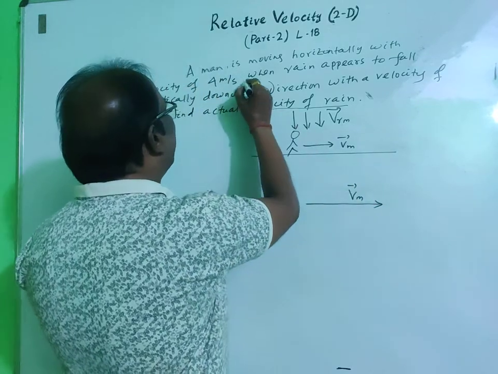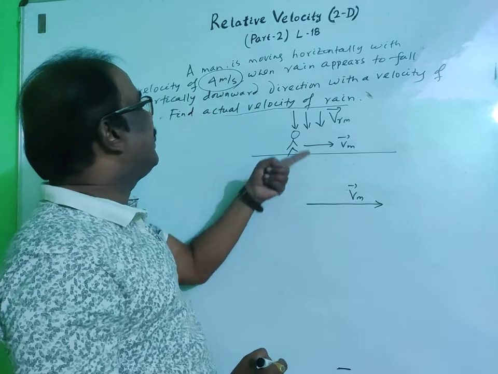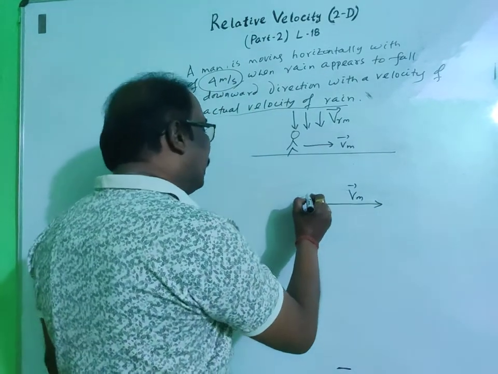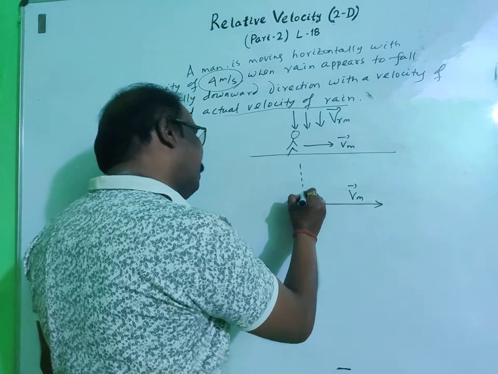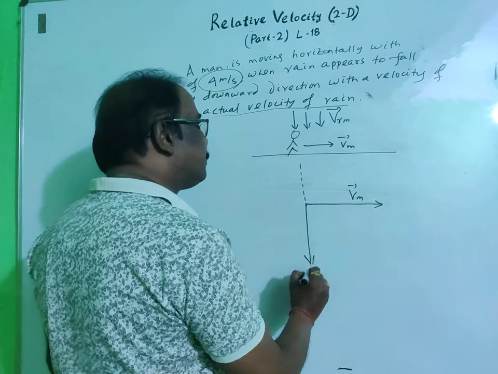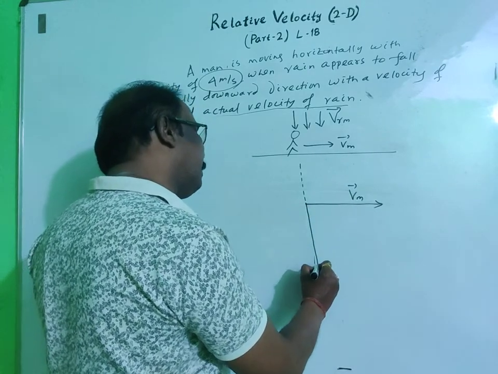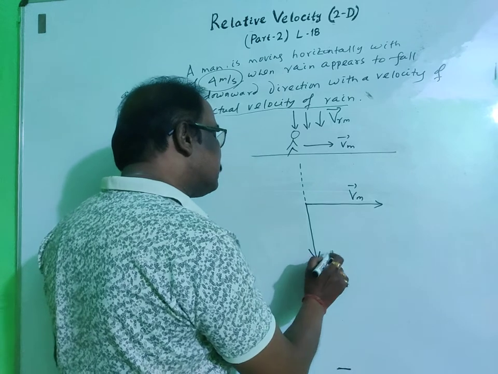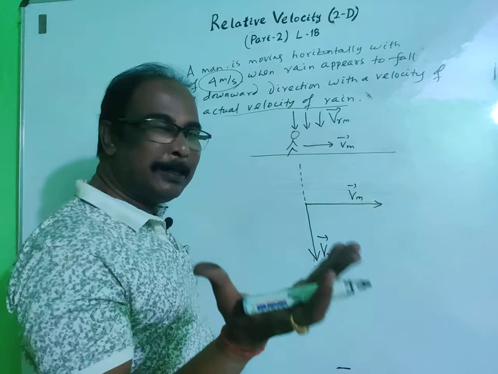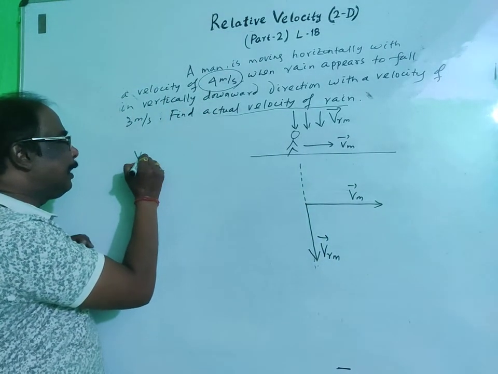We have taken the magnitude of velocity of man as 4 meter per second. Man is moving horizontally with a velocity 4 meter per second, and rain appears to fall in vertically downward direction. So what is this? Rain appears to fall in vertically downward direction. Then this is velocity of rain with respect to man. This is the concept.